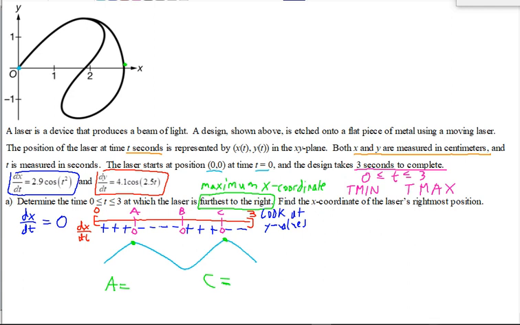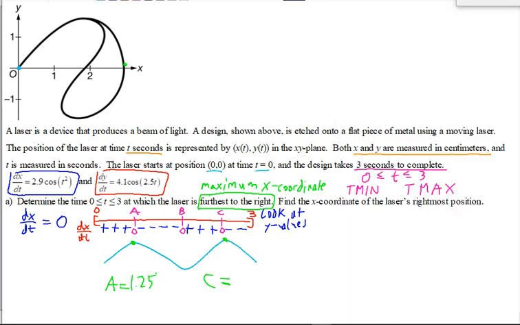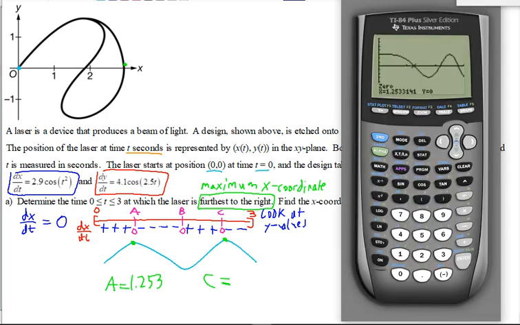So to find A and C, let's go second calc, 0. Left bound, I'm just going to type in 1. I can see that's the left, enter. Right bound, I'm going to type in 2. And yes, 1.5, somewhere in between there, to find A. So A is 1.253. And here we do need to store in our calculator because we need to compare these. So then I'll go second quit, store alpha A.